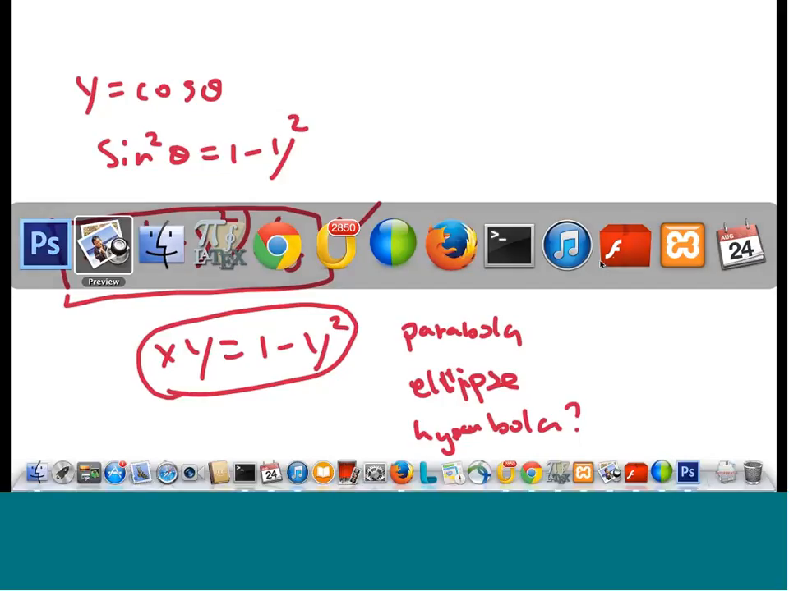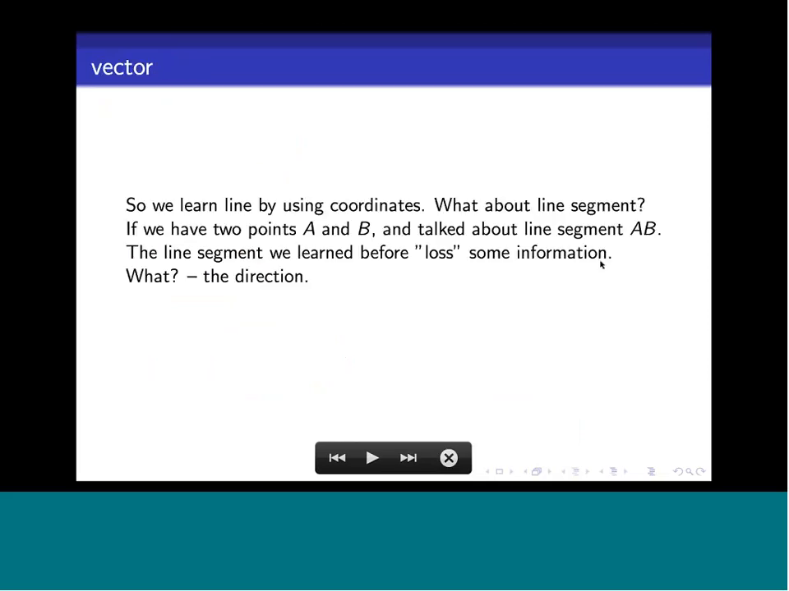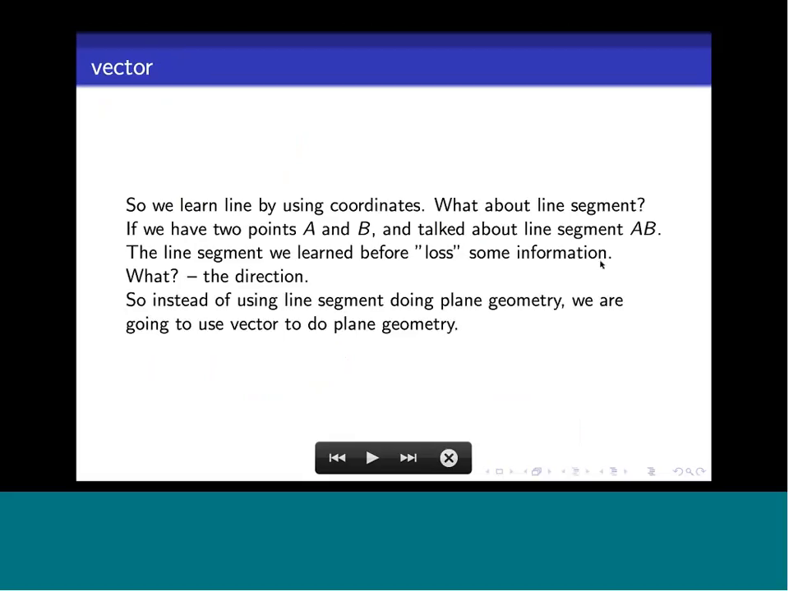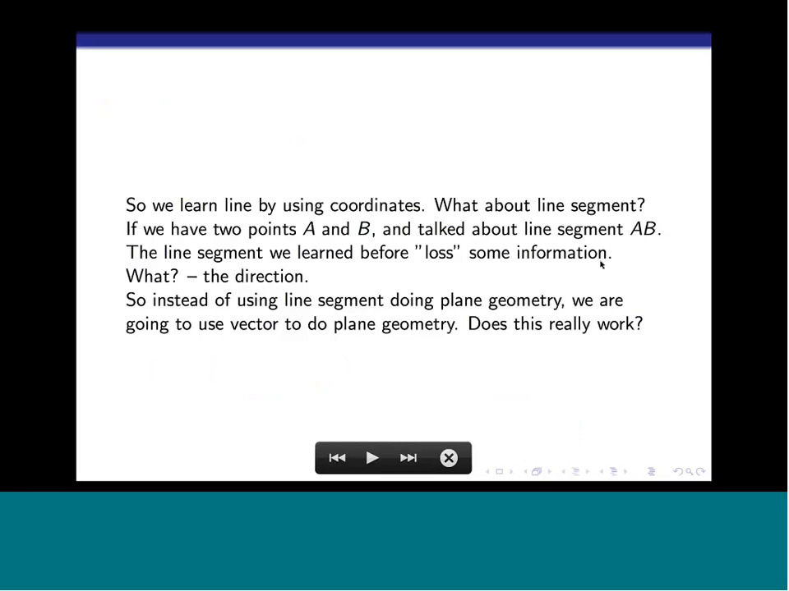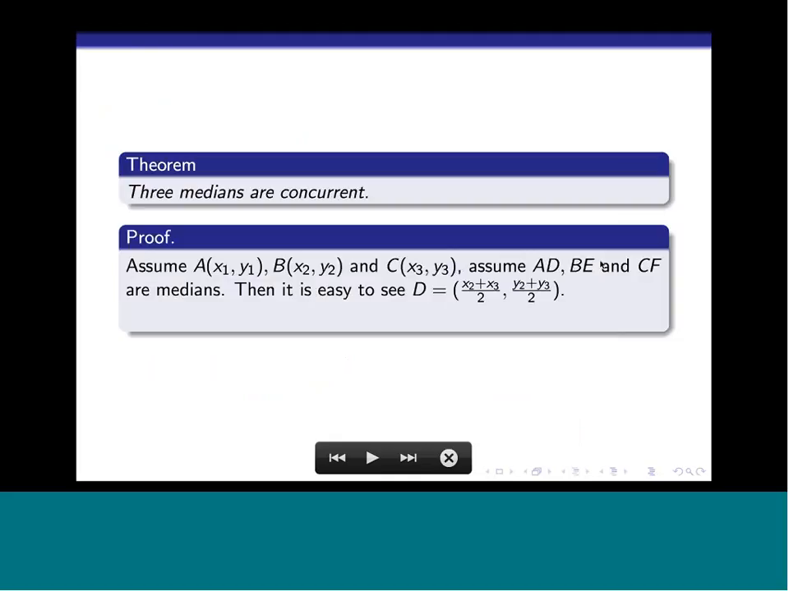What else? Okay, so this is about vectors now. I think vector is a big part. I already told you the line segment is really missing something in the direction. So instead of using line segment, we should be using the vector. The vector is very, very important because you can use it in plane geometry. For example, to prove the medians are concurrent is very easy. You can just calculate the midpoint, then find that point.